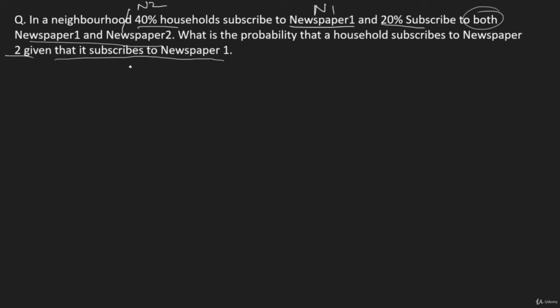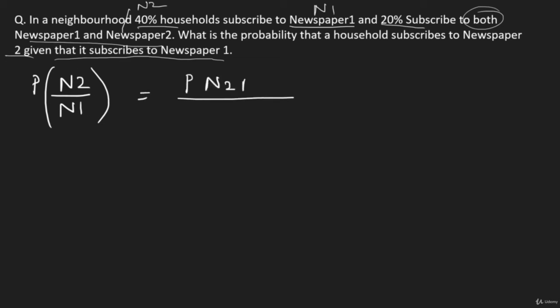Alright, now we need to find the probability that a household subscribes to newspaper 2 given that it subscribes to newspaper 1. So that is equal to P of N2 given N1, right? Because it's given that the household subscribes to newspaper 1. Now we know that P of N2 given N1 is equal to P of N2 intersection N1 divided by P of N1. Now what is the probability of N2 intersection N1? Let's think of that. And what is the probability of N1?